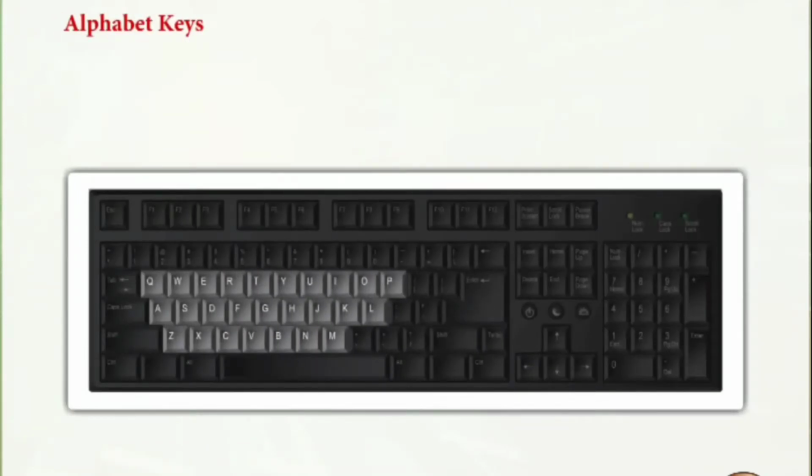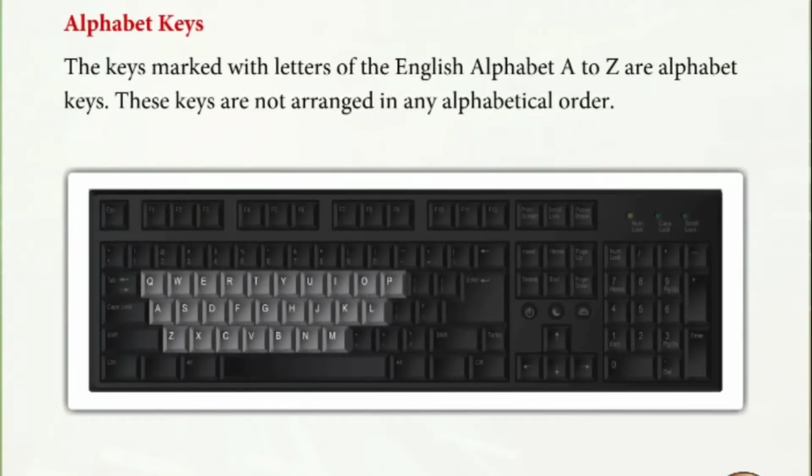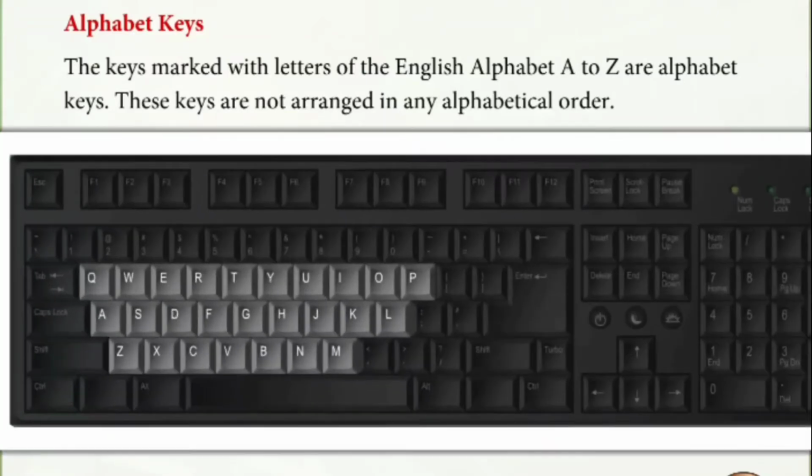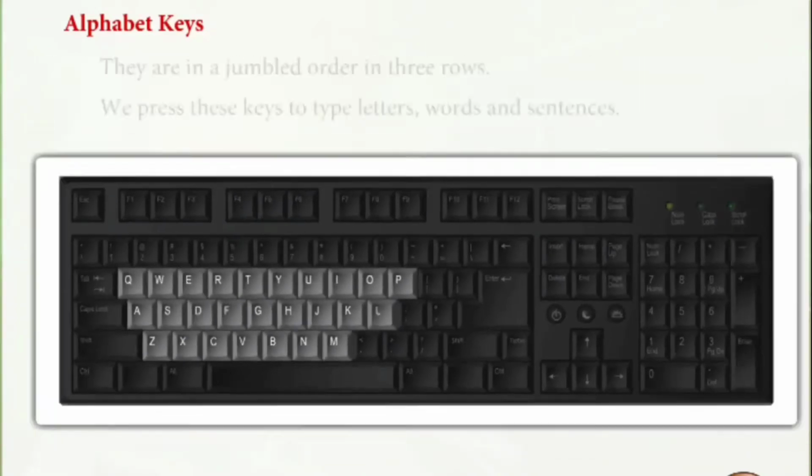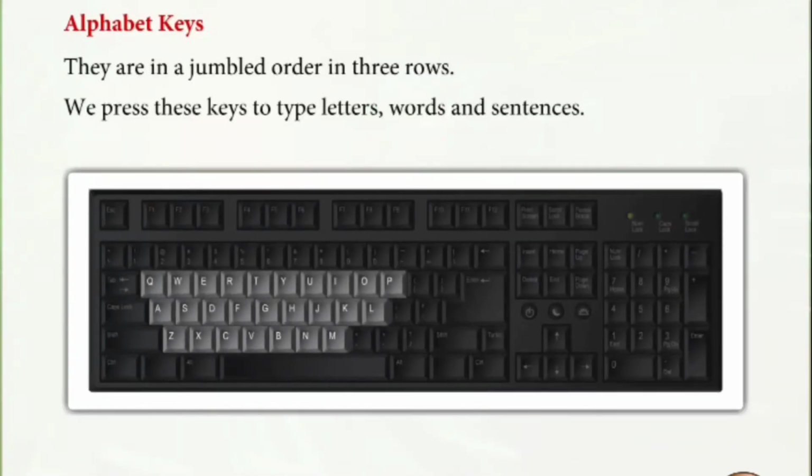Alphabet keys. The keys marked with letters of the English alphabet A to Z are alphabet keys. These keys are not arranged in any alphabetical order. They are in a jumbled order in 3 rows. We press these keys to type letters, words, and sentences.